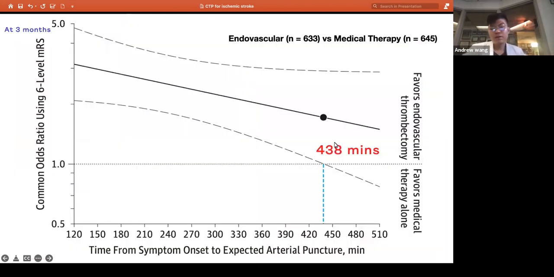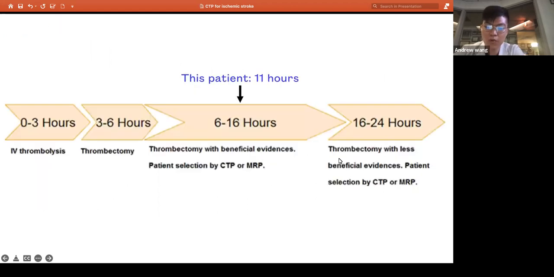But besides the low ASPECTS score, our patient still has another issue that we have to address, which is the prolonged time from symptom onset. This is a graph that shows us how time can affect endovascular treatment's effect. We can see that at around 7 hours, the benefit of endovascular treatment over medical therapy disappears. And for our patient, it's 11 hours.